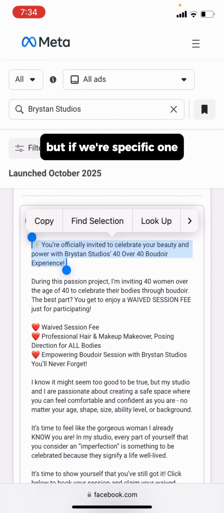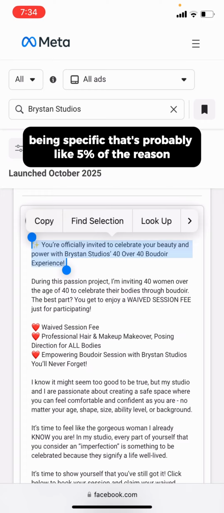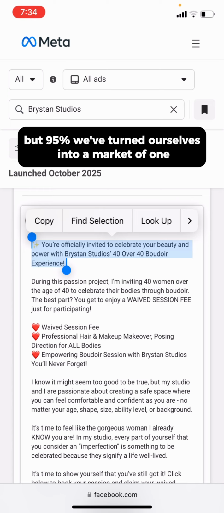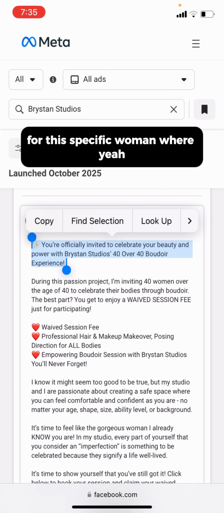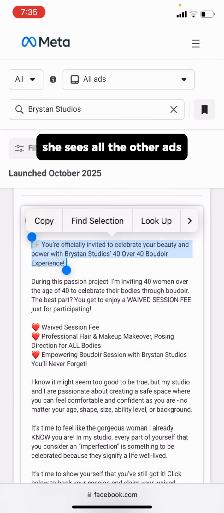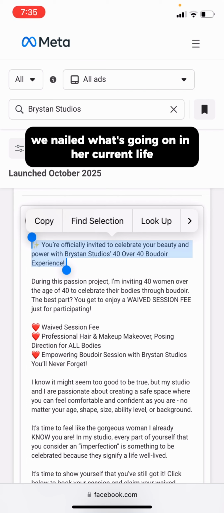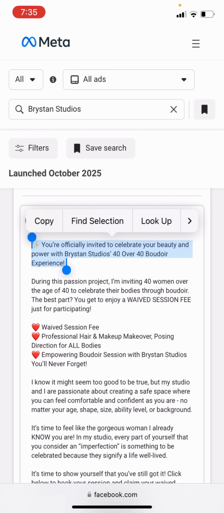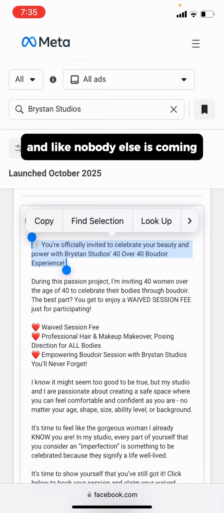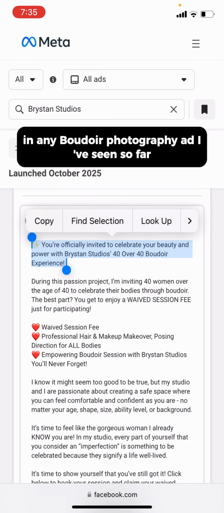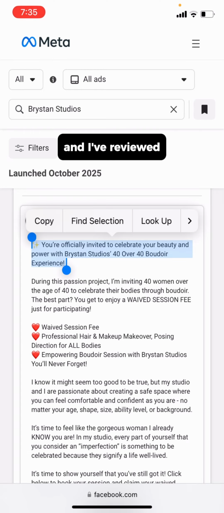But if we're specific, one, we stand out for being different. That's probably like 5% of the reason. It's good to be specific to stand out. But 95%, we've turned ourselves into a market of one for this specific woman, where yes, she sees all the other ads, but none of them are speaking to her like we spoke to her. We nailed what she didn't want, what she does want, what she doesn't want to deal with. We nailed what's going on in her current life and where she wants to get to. And nobody else is coming close to that in any boudoir photography ad I've seen so far, and I've reviewed, I think, over 40 now.